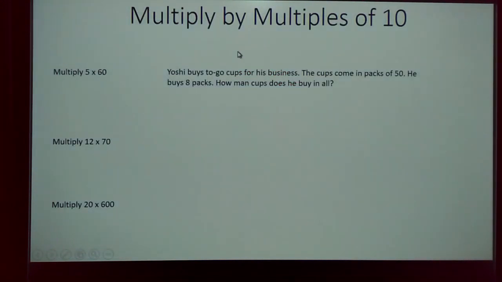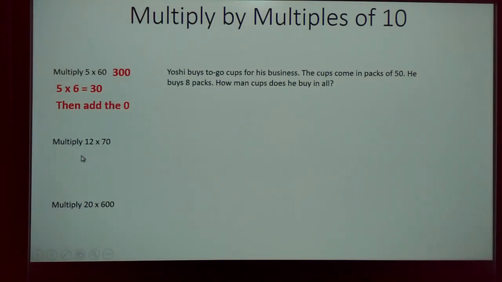Now let's do multiplying by multiples of 10. These are very simple. Anytime you multiply a number by a multiple of 10, you just multiply the 2 digits and then you add the number of zeros to that product to get your answer. For example, 5 times 60. You can say 5 times 6 is 30, and then you add the 0, and that gives you 300.